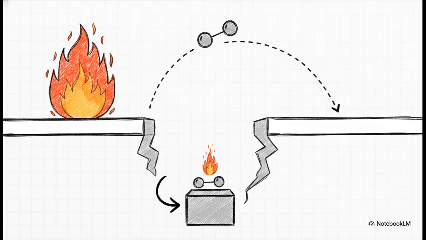Take a hydrogen atom, for instance. It's incredibly light, which means its natural frequency of vibration is super high. It takes a massive amount of heat just to jump that first quantum gap. So at room temperature, hydrogen just doesn't have the heat required to vibrate at all.